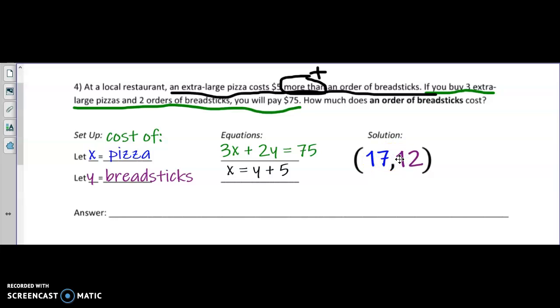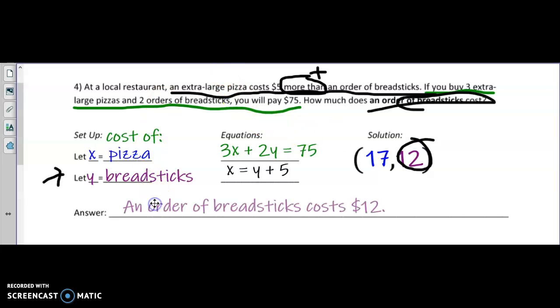Now I need to read the question. How much does an order of breadsticks cost? So that's what I'm trying to figure out. So I go back here and I say, okay, y equals breadsticks. So y is the second part of the point. That means breadsticks cost $12. If they had asked me how much a pizza cost, then I could tell you that a pizza costs $17. But in this case, they were just curious about how much the breadsticks cost.